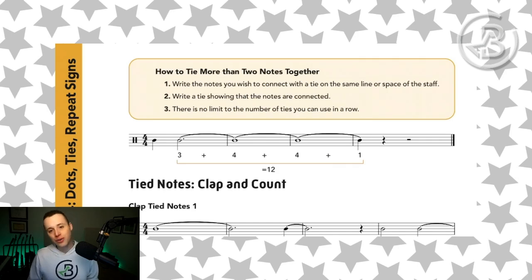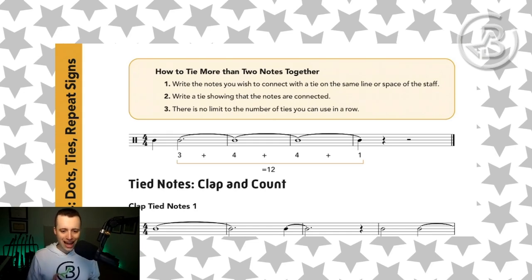So number 1, if you are going to tie more than 2 notes together, make sure that all the notes you are tying together are on the same line or space of the staff. Number 2, you're going to write ties showing that the notes are connected. And number 3, there's no limit technically for the number of ties that you can use in a row.